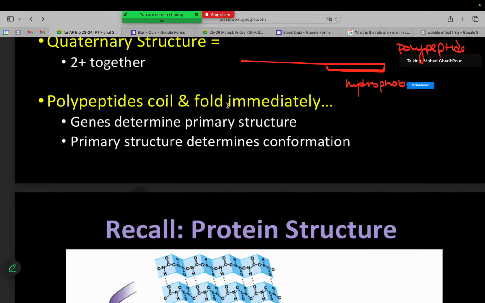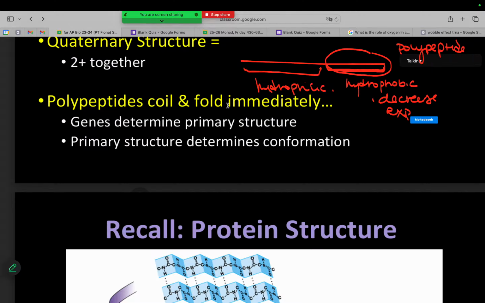Let's say this section of my polypeptide is hydrophobic. Okay? And let's say this section is hydrophilic. So my hydrophobic section is going to tend to aggregate and fold within itself because it wants to decrease exposure to surroundings, because it's water in the surroundings. Like cytosol is water, essentially.